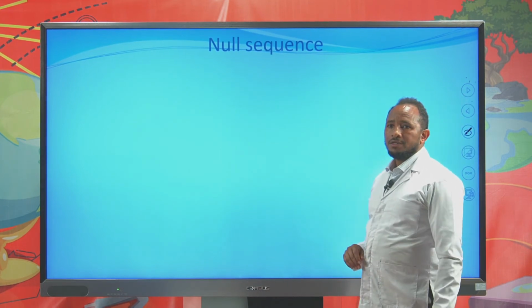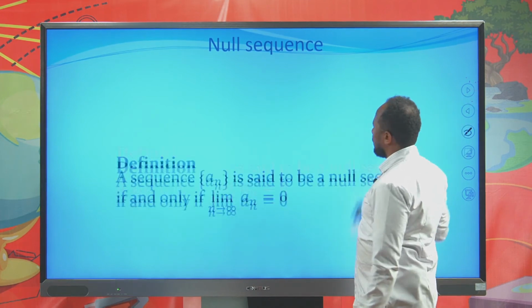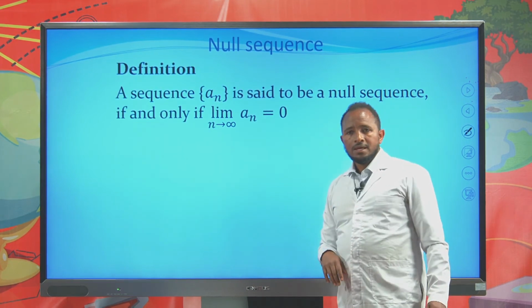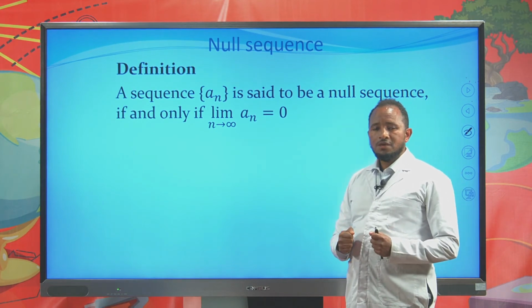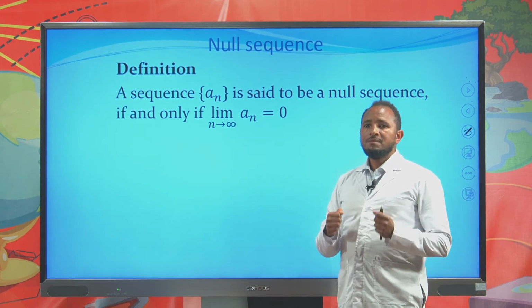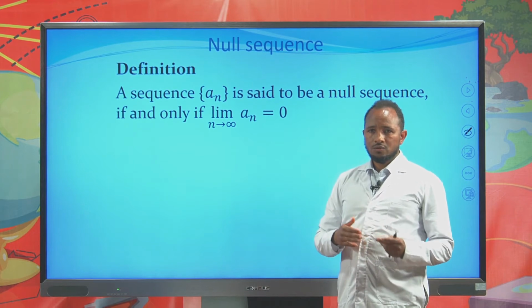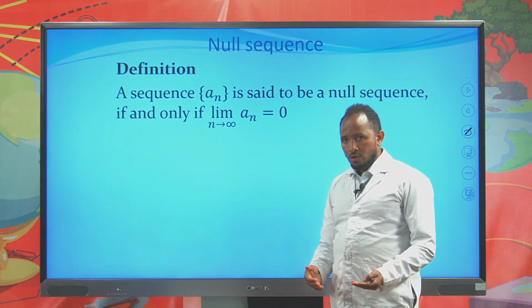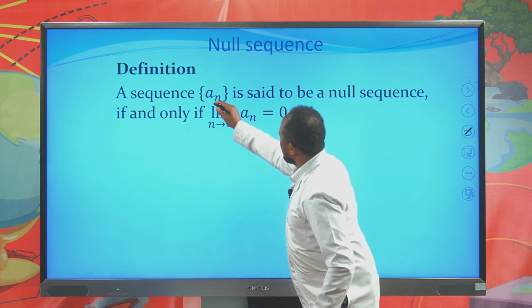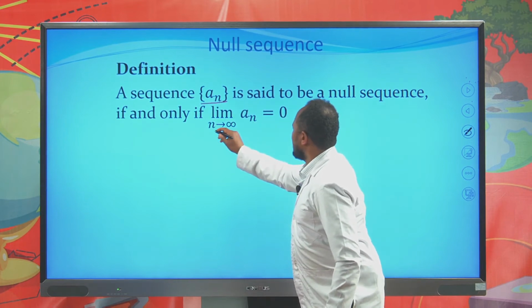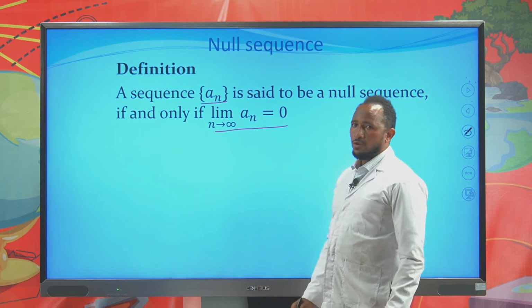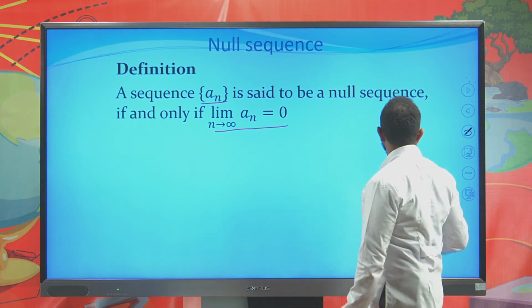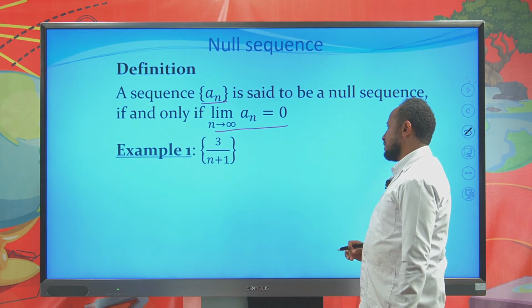That is about null sequences. Let's define what a null sequence means. A sequence an is said to be a null sequence if and only if the limit of an when n goes to infinity is 0. So we say this sequence is a null sequence if the limit of that sequence when n goes to infinity is 0. Now let's see an example for this.